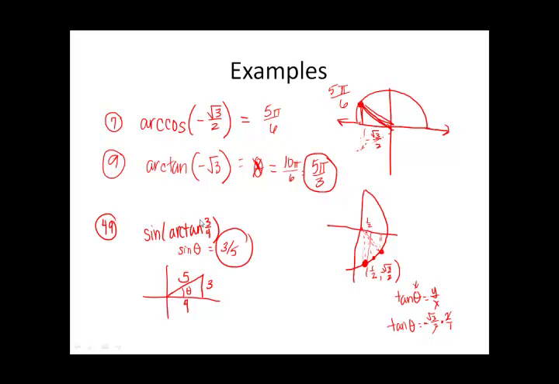You went from finding an angle, getting an angle out of this, and then observing from that angle what is the sine of that angle. So there we have it.